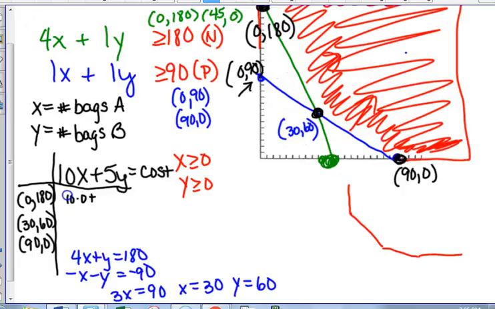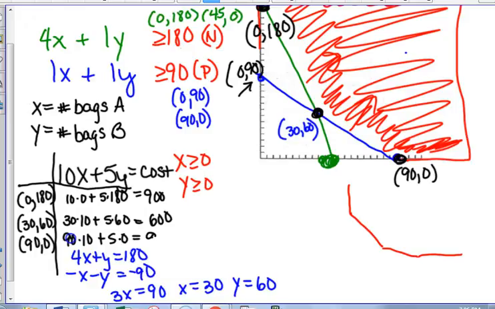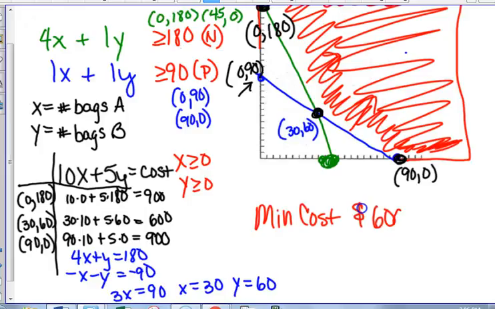So 10 times 0 plus 5 times 180 is 900. 30 times 10 plus 5 times 60 is 600. And 90 times 10 plus 5 times 0 is 900. What are we trying to do? Minimize the cost. So, what's the best deal? 30 bags of type A and 60 bags of type B. Okay, minimum cost of $600 for 30 brand A and 60 brand B.